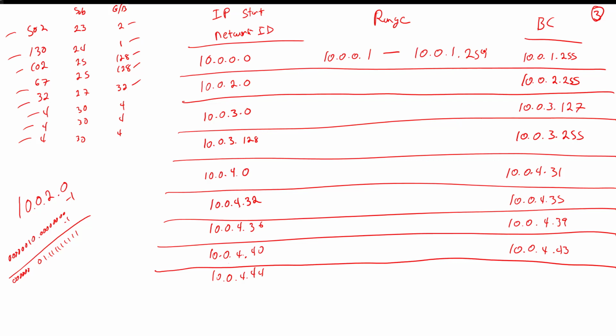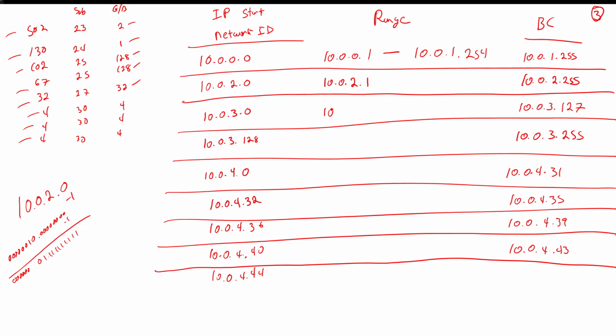A common mistake I see is, if you do 1.0 for your start, what happened to 0.5 or 0.10 or things like that? That's why we make sure the range starts with 1 added to the network ID in the 4th octet, and goes through 1 less than the broadcast. These are number ranges. And then we just go through and we finish the chart.